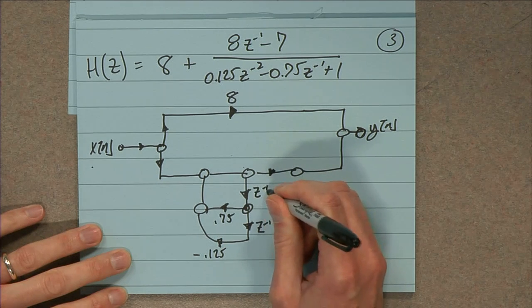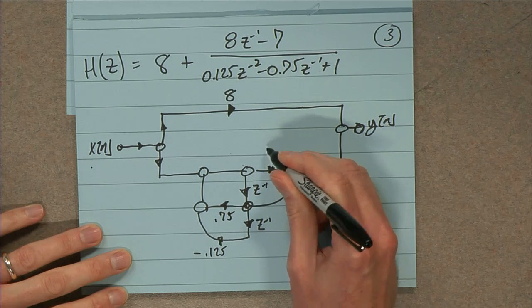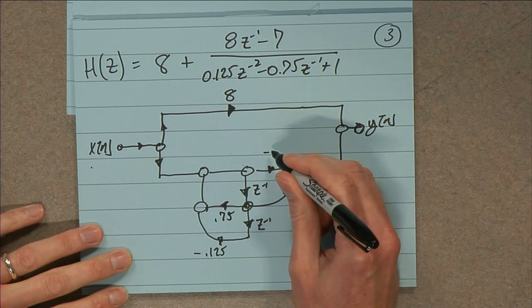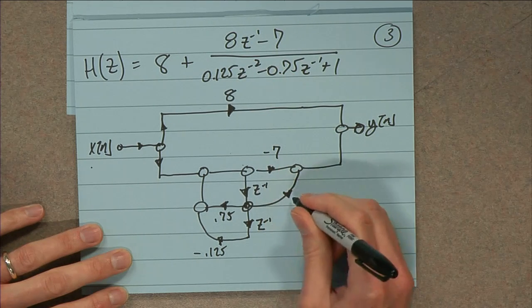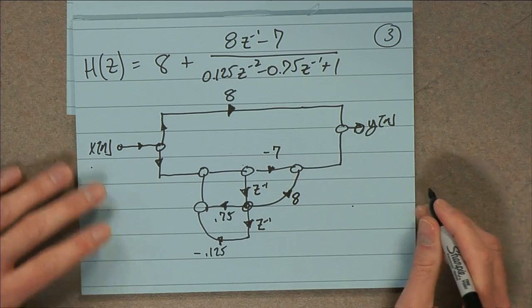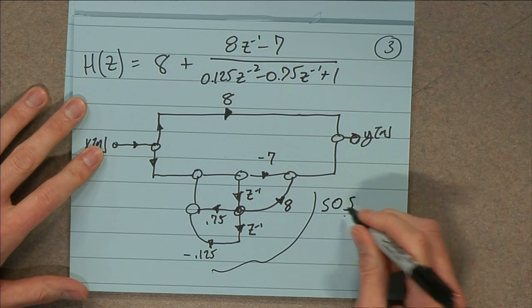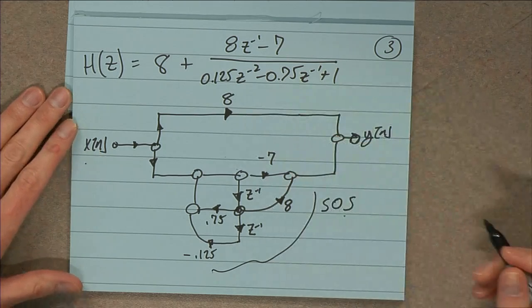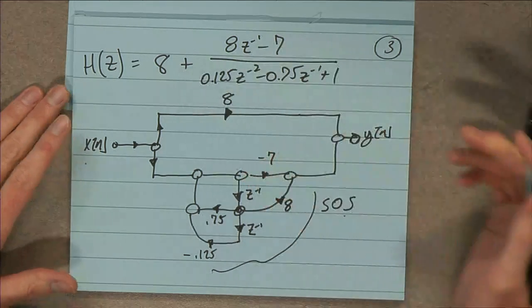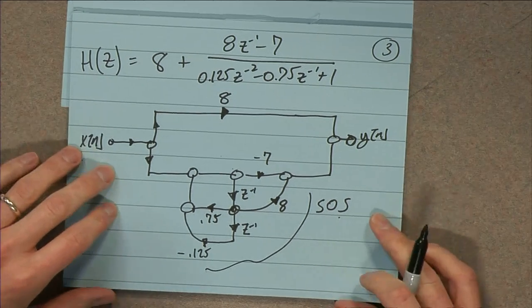Here's our z inverse. And we've got what? B0 is minus 7 and B1 is 8. So we've got here our second order section, abbreviated SOS, second order section. And there's our, just a gain of 8. So pretty straightforward. One way to implement it.